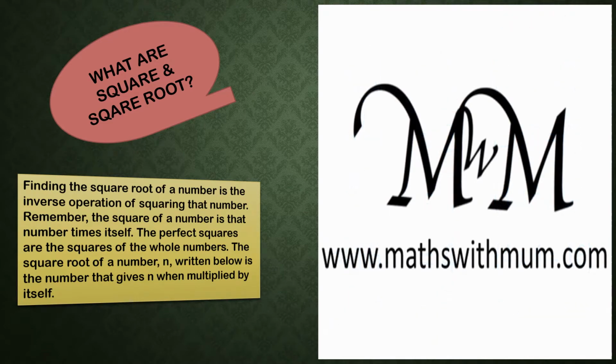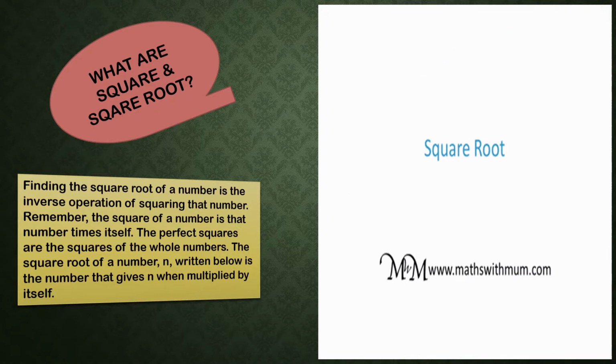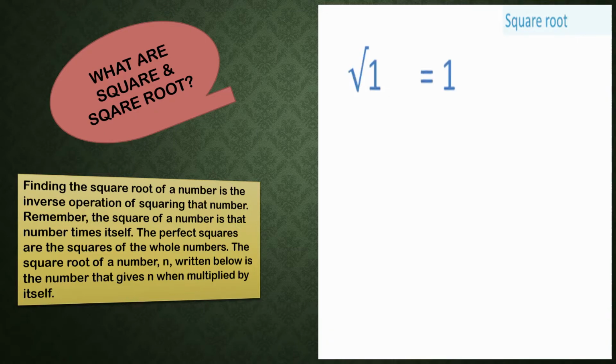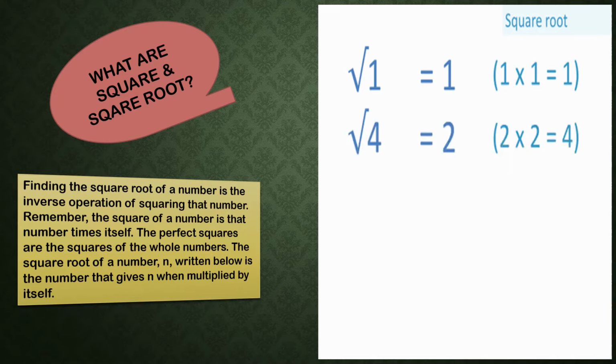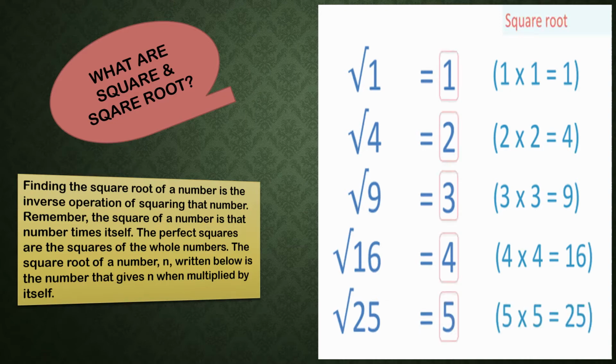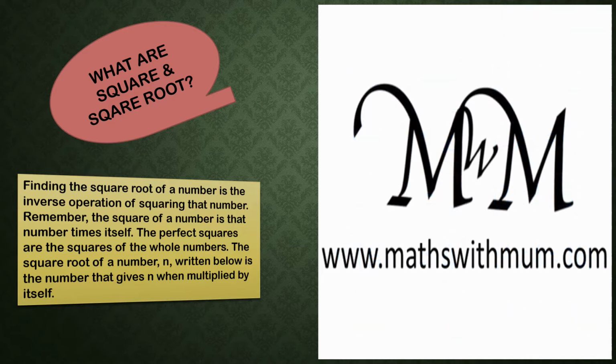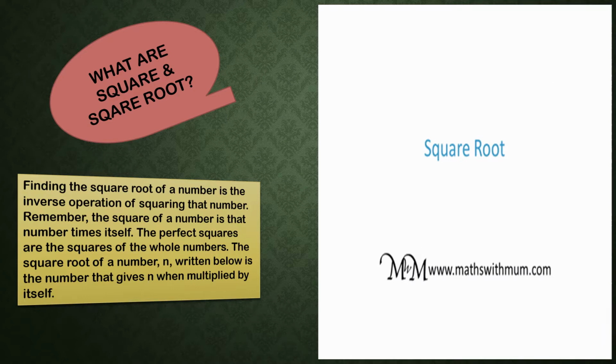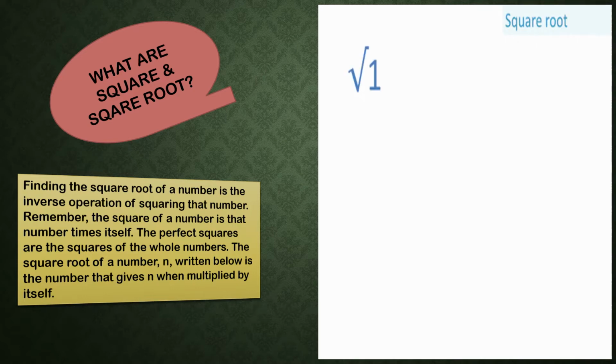And in opposite, you can say that 1 into 1 is 1. Square root of 1 is equal to 1 and 1 into 1 is equal to 1. Square root of 4 is equal to 2 and 2 into 2 is equal to 4. So 1 is square root, another 1 is square. 3 into 3 is equal to 9. 4 into 4 is equal to 16. And 5 into 5 is equal to 25. So like this, square and square root we used to find out.